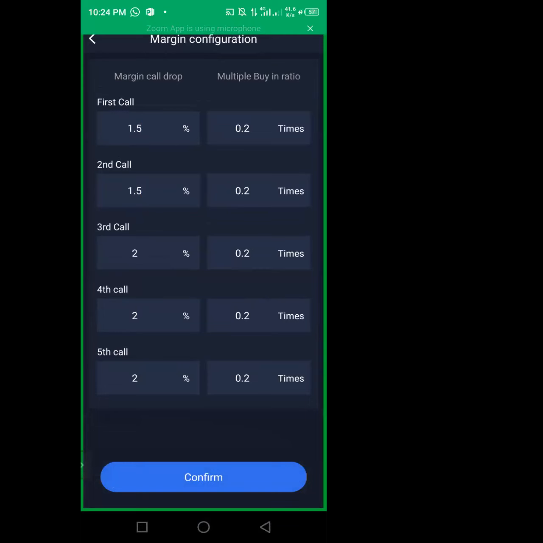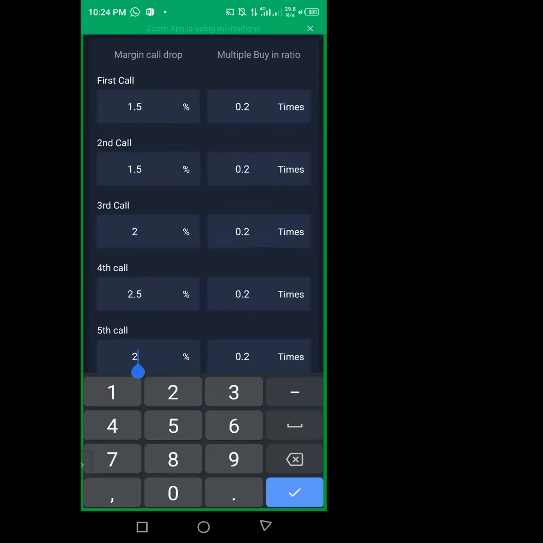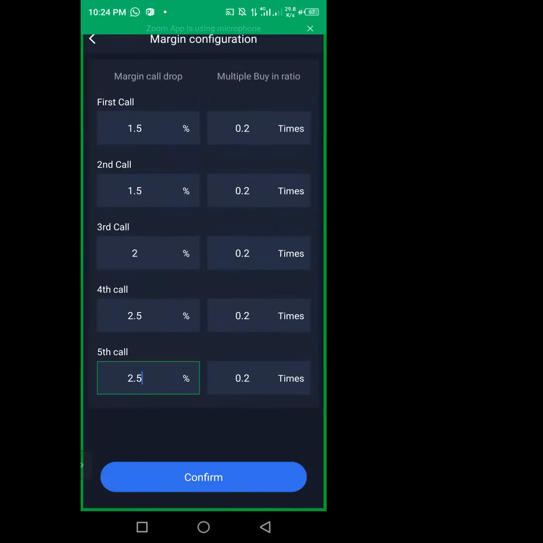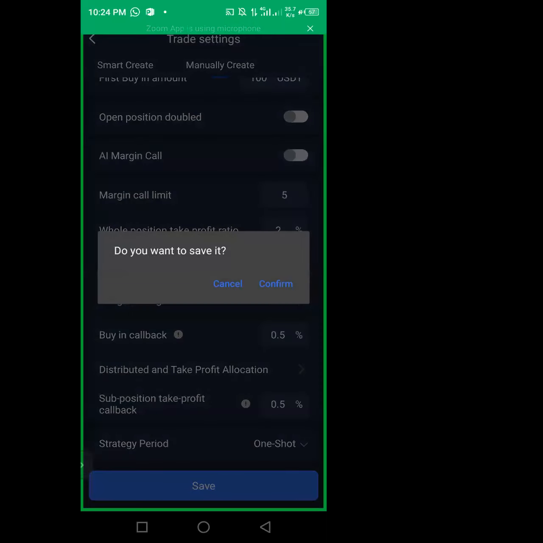3 plus 2 is 5. So I can now say this one should be 2.5, 2.5. Anyhow you do it is your choice. The important thing is the total will give you a 10% drop. So as far as the coin is concerned, anyhow the coin wants to retrace by 10%, your margin calls will cover it.